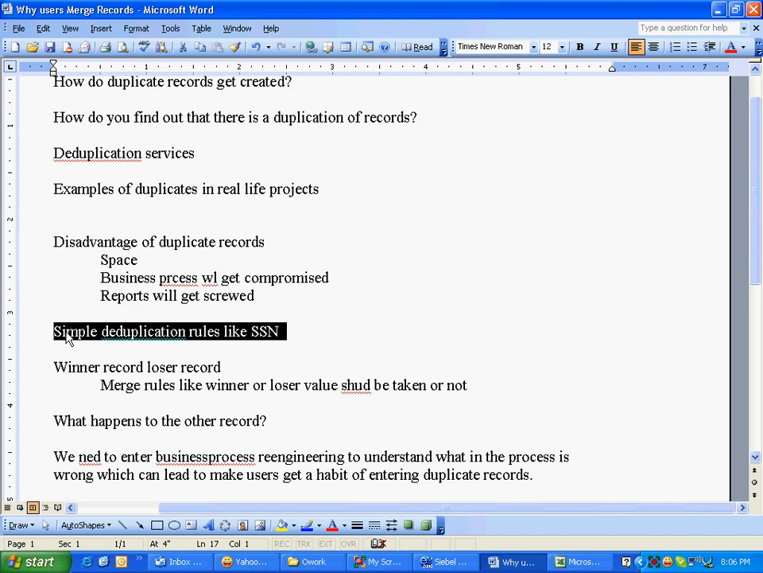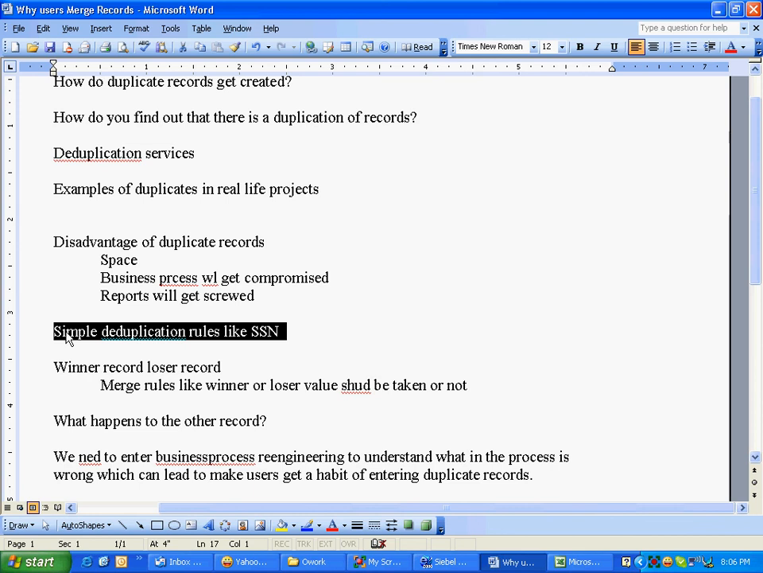Name is the poorest deduplication rule, but that's the first instance of issue. Just as you're entering the name, you might be able to say, hey, you know what, the same name exists. Especially if it's a company name, then it makes a little bit of sense. But again, users may not be entering the exact company name.